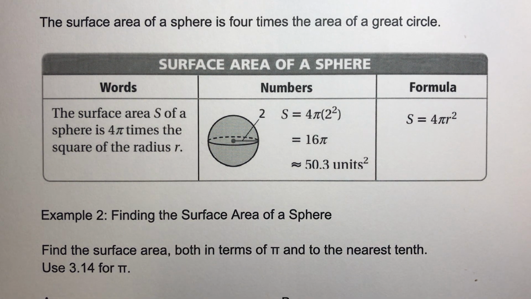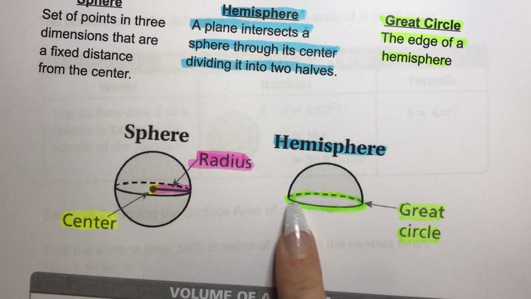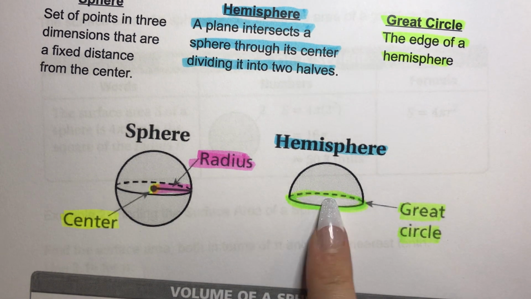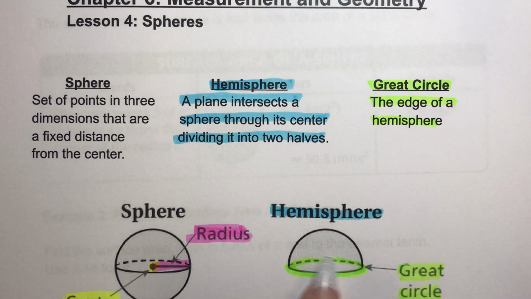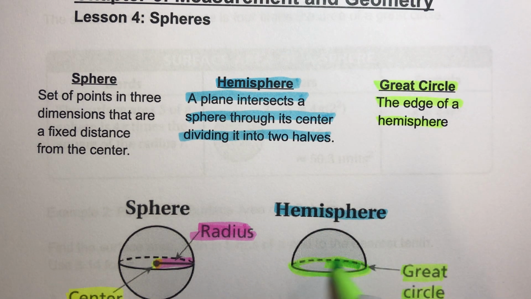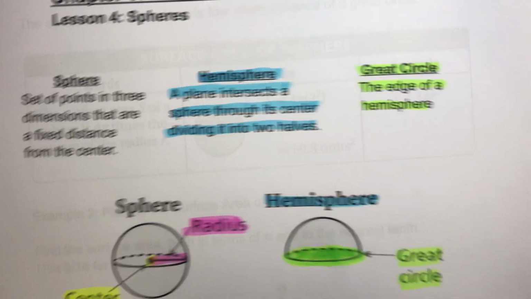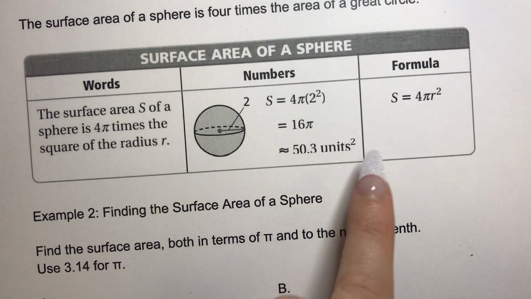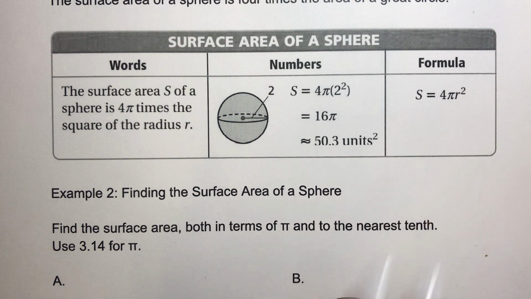So the area of a great circle, remember what the great circle is, right? It's here, it's a circle, and the area of that is pi r squared. They're talking about the area of this entire circle here. And the area of that circle is pi r squared, and they're saying that the surface area is 4 times the area of that circle. And that's what the surface area is.